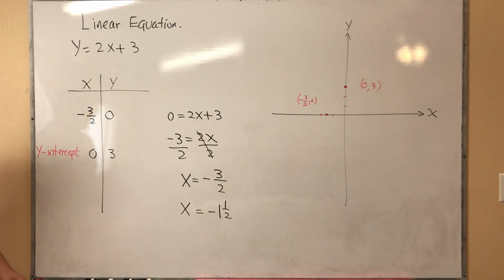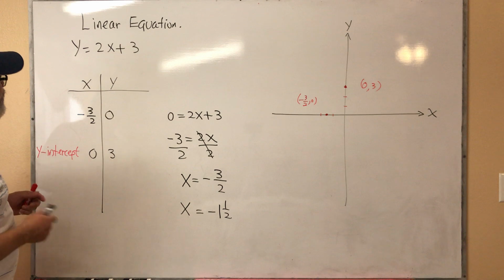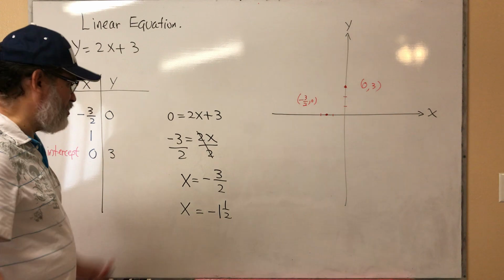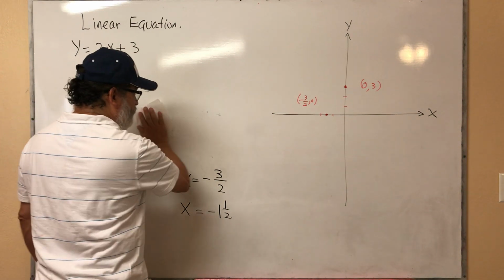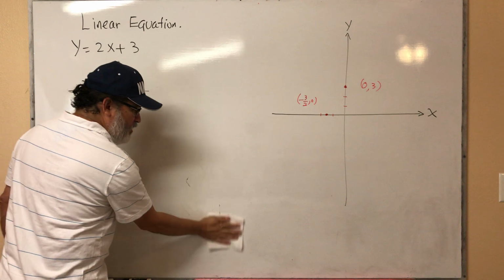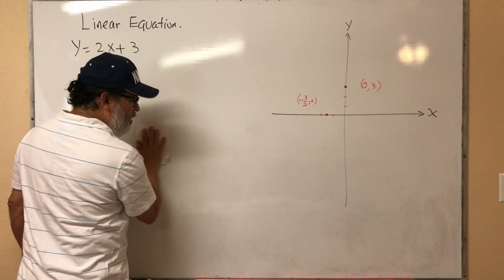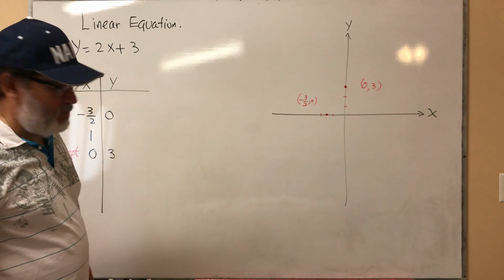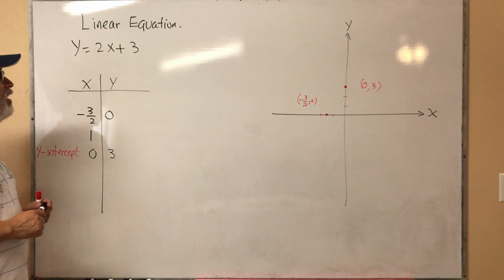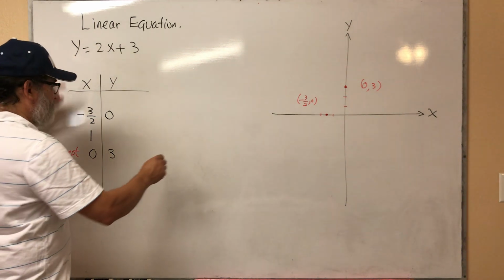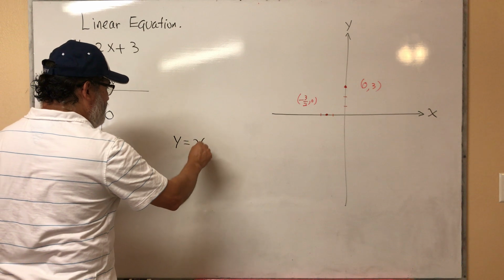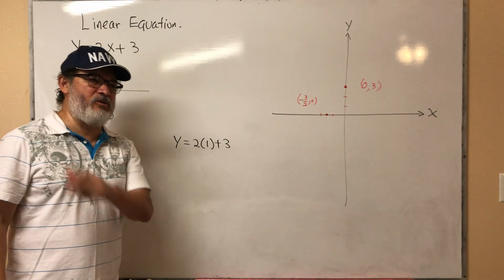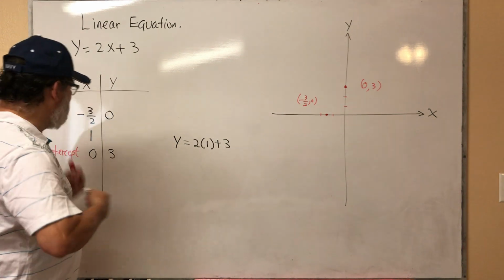Let's find more points. Now, let x be 1. If x is 1, note that you can let x be a number and then you get y, or you let y be a number and then you get x. Let x be 1. Okay, plug it in. So this is y equals 2 times 1 plus 3. And what's 2 times 1? 2 plus 3, 5. So y is 5.